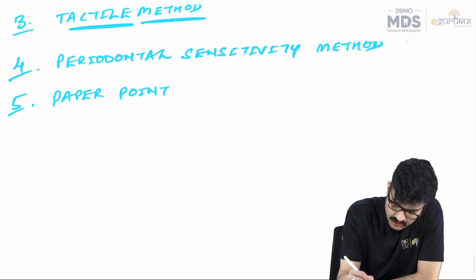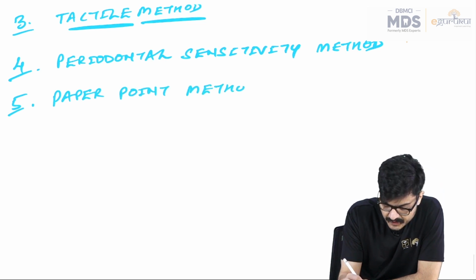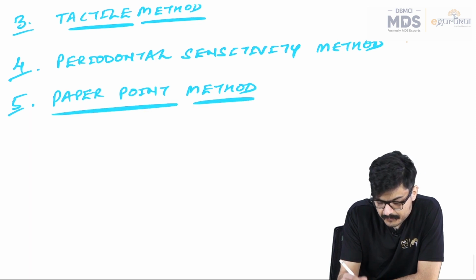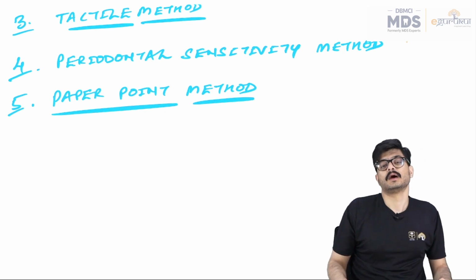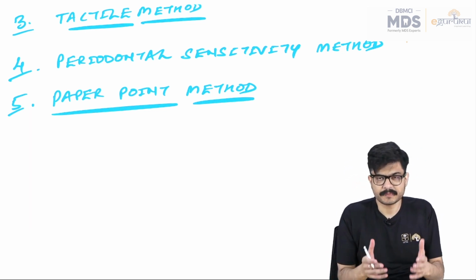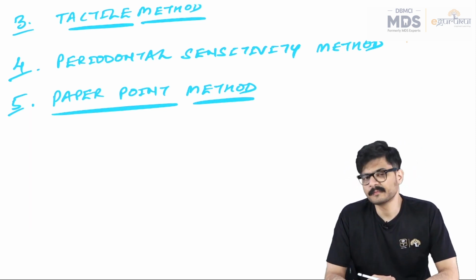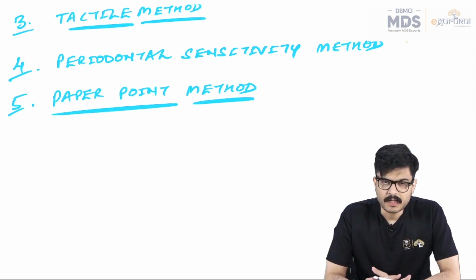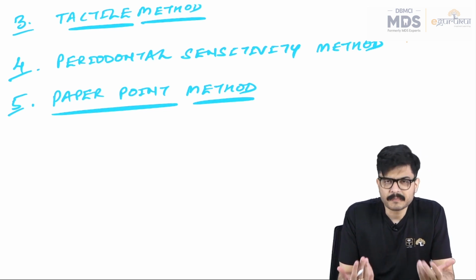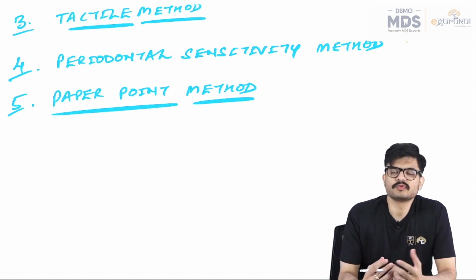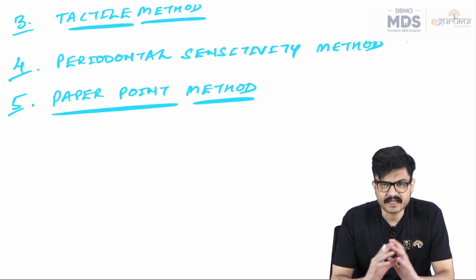And what is the rationale? Again, when you reach the PDL, the paper point gets wet by the tissue fluids. Now, obviously, a paper point you can use only when you've completely extirpated the pulp and the canal is relatively dry, right? So you're confident that you've extirpated the pulp, or if it's a non-vital tooth with abscess, you've drained out the abscess, the canal is dry.